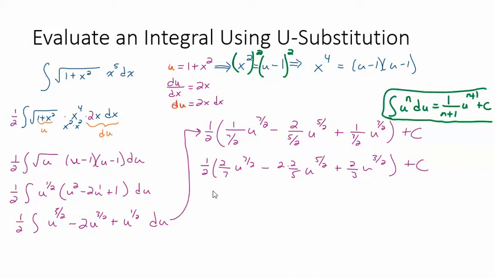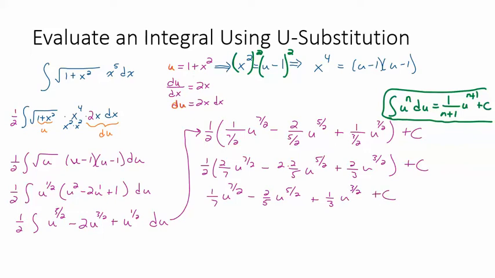So all I have to do now is distribute the halves. So that's going to give me 1/7 u to the 7/2 minus, let's see, that's 4/5 times a half. It's going to be 2/5 u to the 5/2 plus 1/3 u to the 3/2 plus a constant.